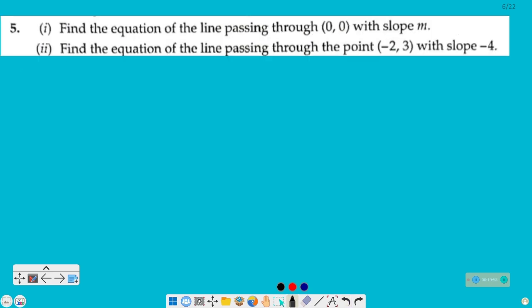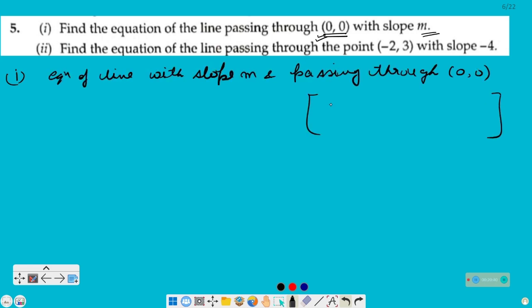Question number 5, part 1. Find the equation of a line passing through 0, 0 with slope m. Slope हमें given है, 1 point on the line is given. It means slope point form will be applicable. Point form is y minus y1 is equal to m(x minus x1). Slope is m and this point will be x1, y1. So equation will be y minus y1 is equal to m(x minus x1). y is equal to mx.